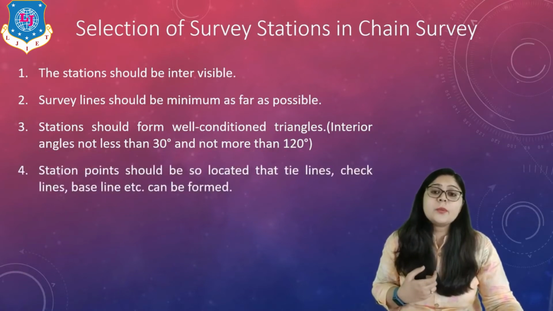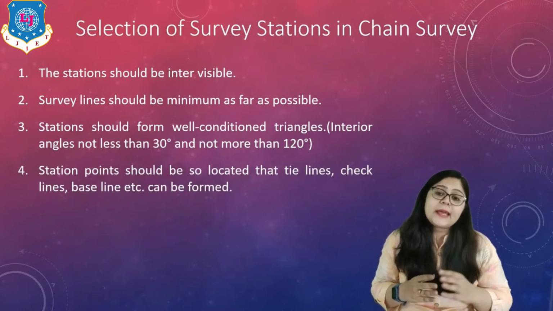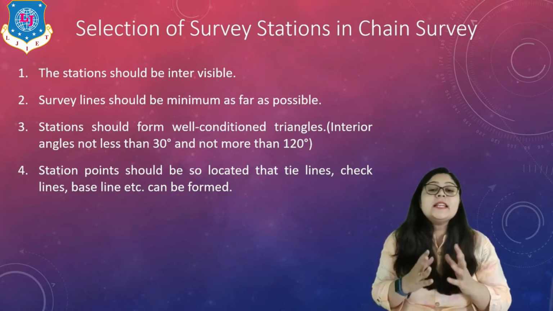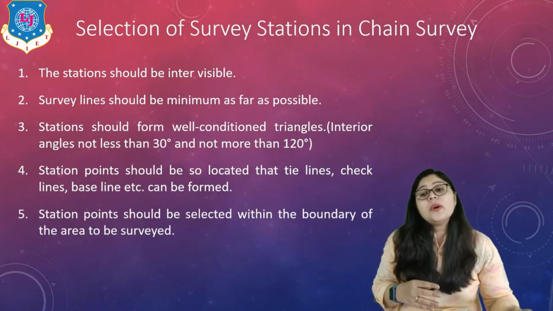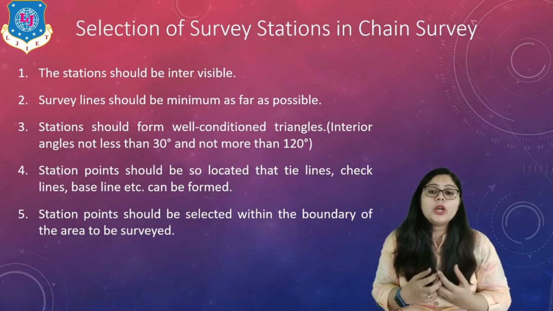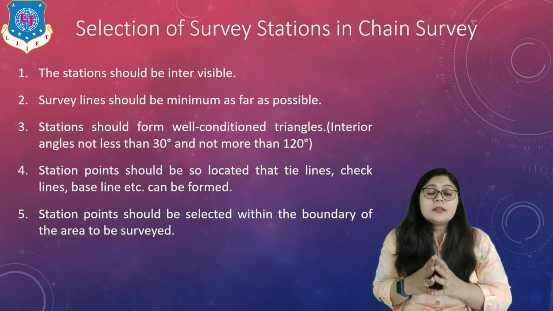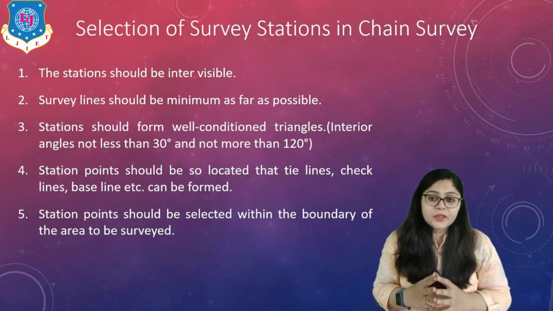Fourth one is the station points should be so located that the tie lines, check lines, baseline can be easily formed, right? Fifth one is the station points should be selected within the boundary of the area to be surveyed. It should not be outside of our main area or the plot area, right?